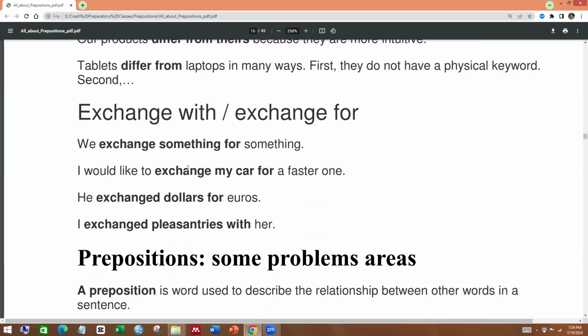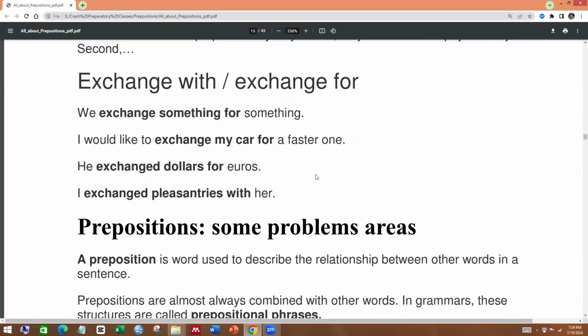Exchange with and exchange for. We exchange something for something, मतलब कोई भी चीज जो है वो उसके बदले में लेना. I would like to exchange my car for a faster one. Simple example, he exchanged dollars for euros. ठीक है, exchange pleasantries with her.